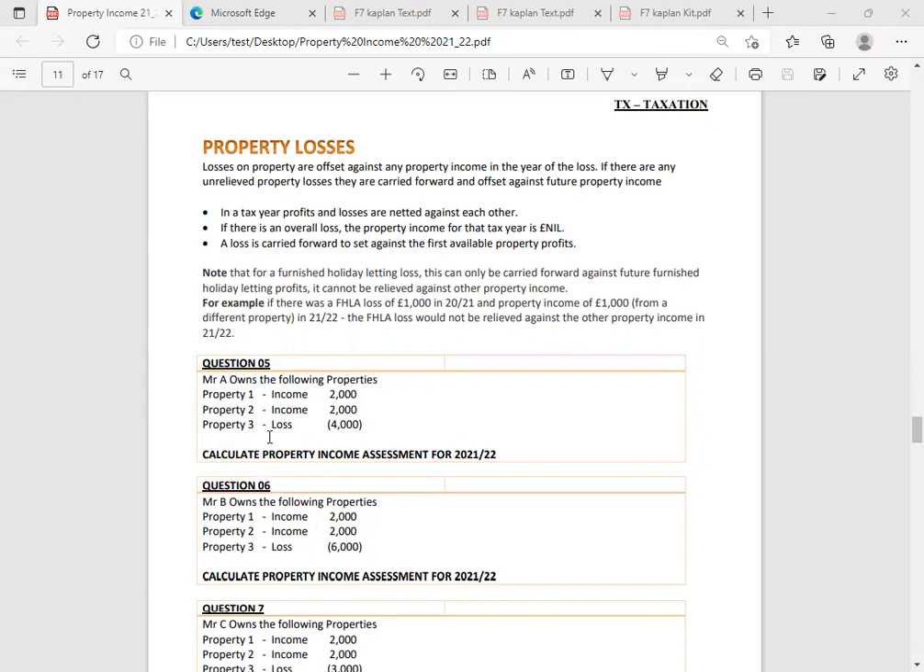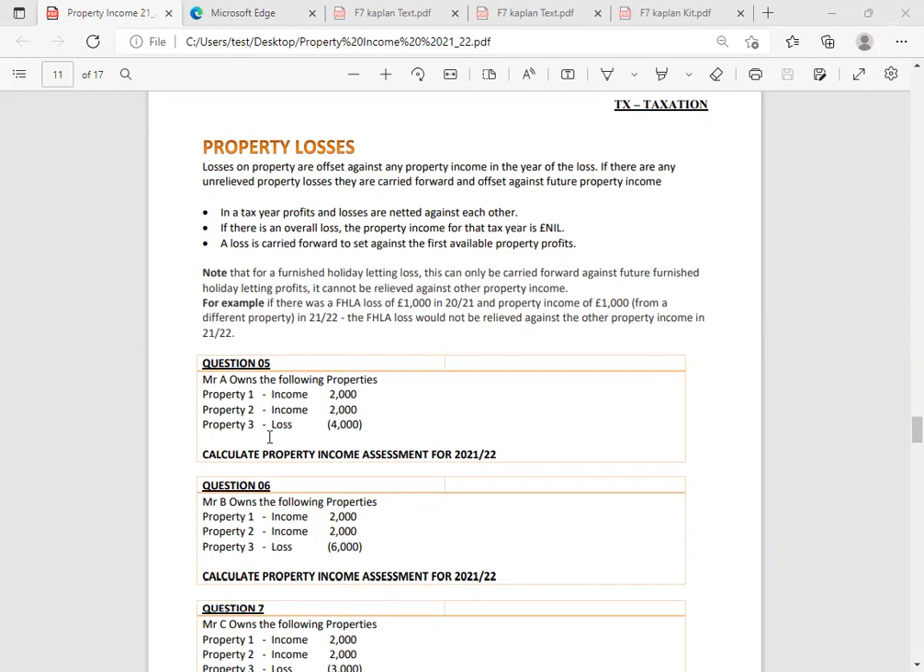Before moving forward, just one small thing. If you have a number of properties, let's say property 1, property 2 and property 3, three properties, what should you do? How will you solve it? For each property, it is better to make a separate format and calculate separate property incomes: property 1, property 2, property 3, 4, 5, 6, whatever.